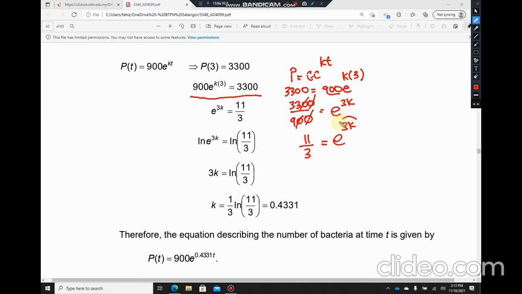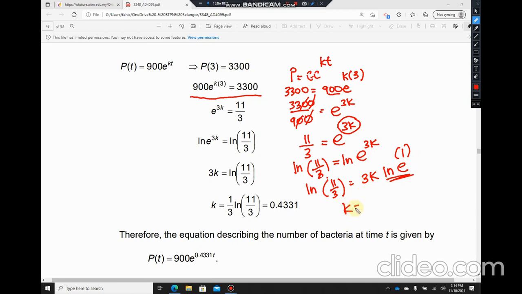Okay, now our aim is to find the value of k. Tapi k ni dia ada dalam exponential function. So, kita nak turunkan k, tak boleh turunkan ke depan macam tu, just kena guna ln. Letak ln kiri dengan kanan. Ln 11/3 equals to ln e^(3k). Okay, so this one, 3k ni barulah kita boleh buat ln 11 over 3 equals to 3k ln e. Okay, so ln e is equals to 1. You can just calculate using calculator. Okay, so you will get the value of k which is 0.4331. Yang ni awak boleh check by using calculator.